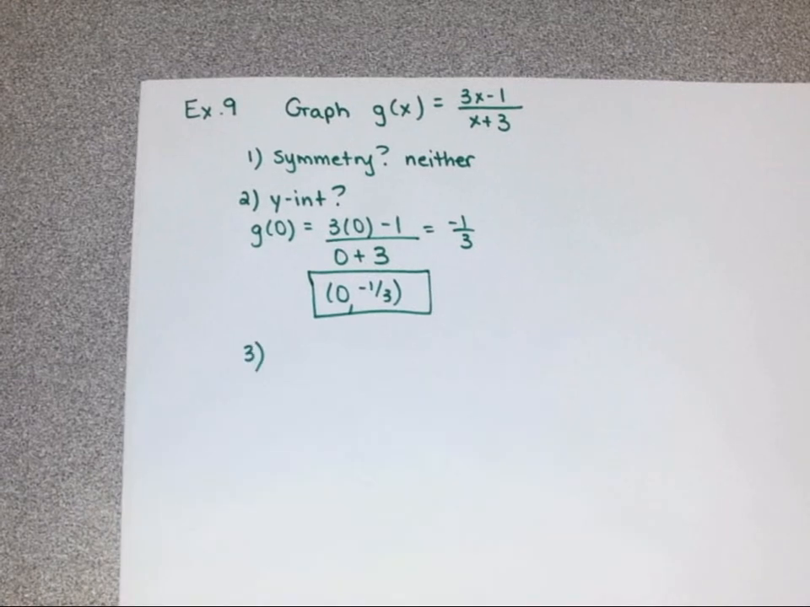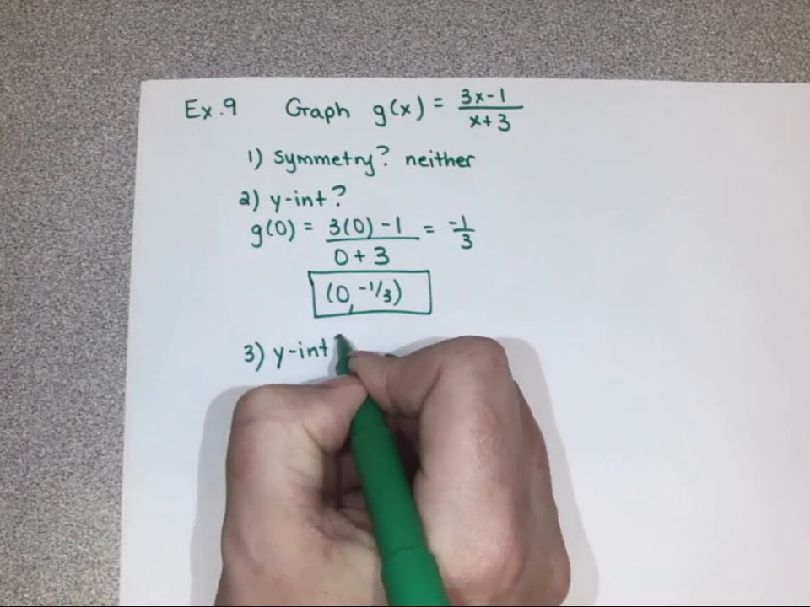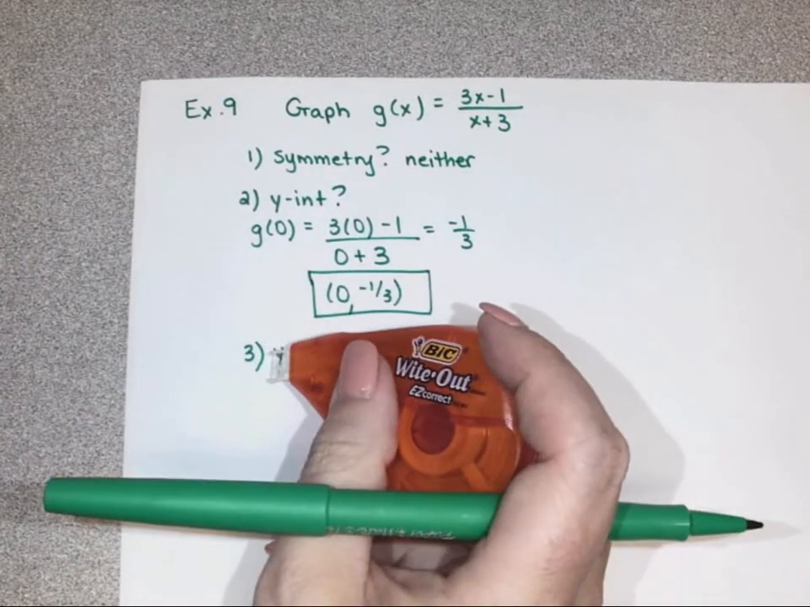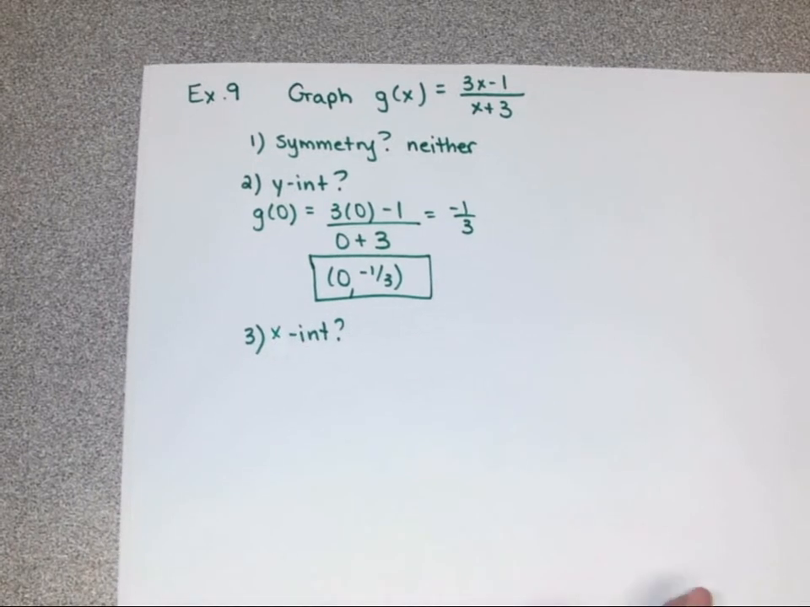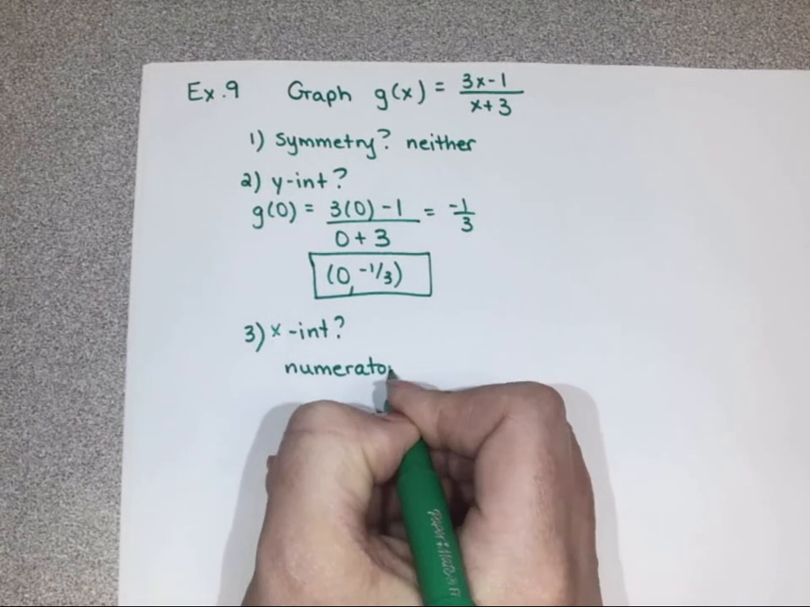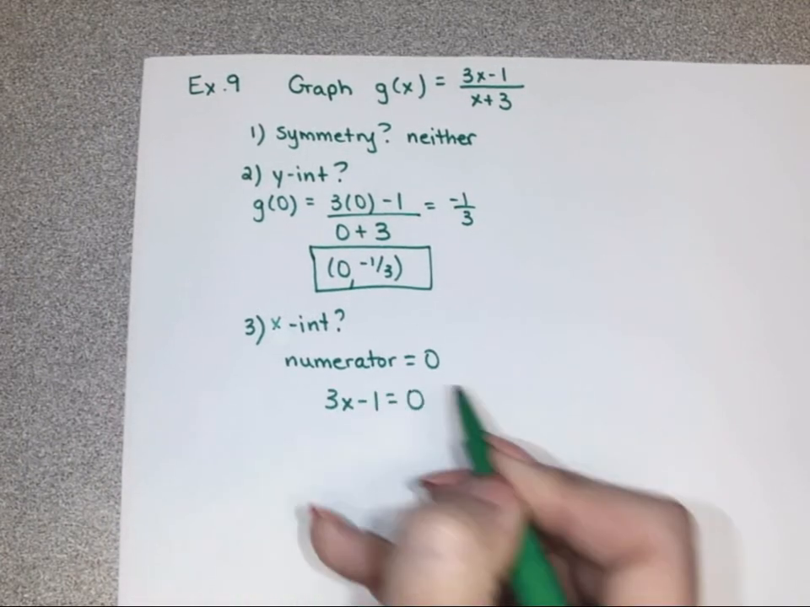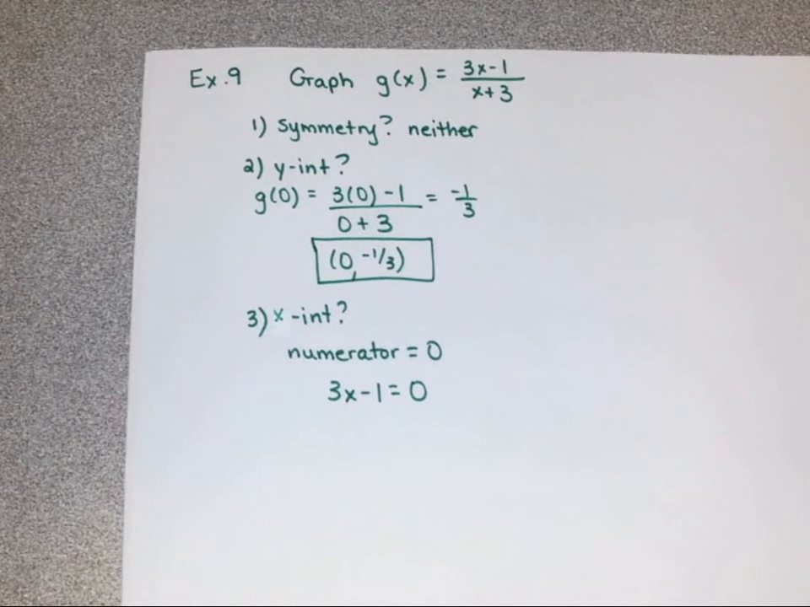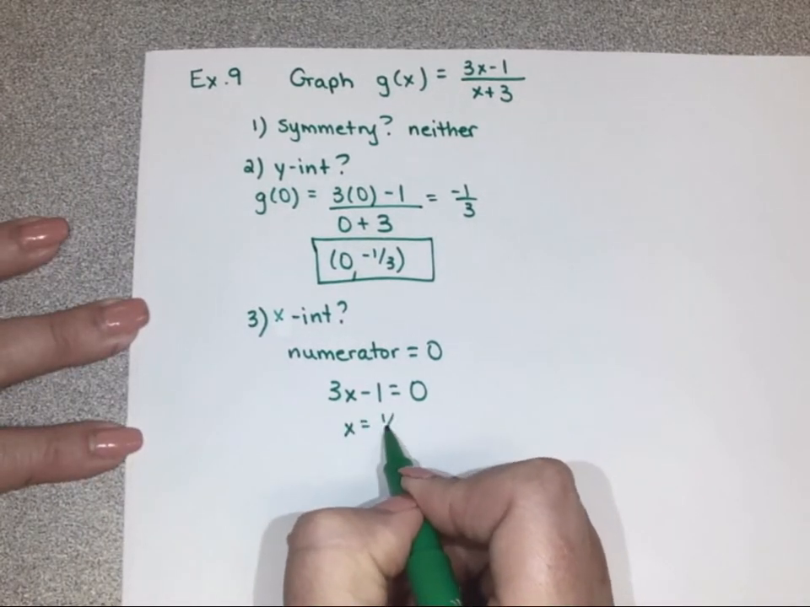Okay, so what's step 3 if step 2 is the y-intercept? X-intercept, I meant to say x, but I wrote y again. Okay, so remember for this one, you just set the numerator equal to 0. So you just say, okay, 3x minus 1 equals 0. And if you solve by adding 1 and dividing by 3, you're going to get 1/3.